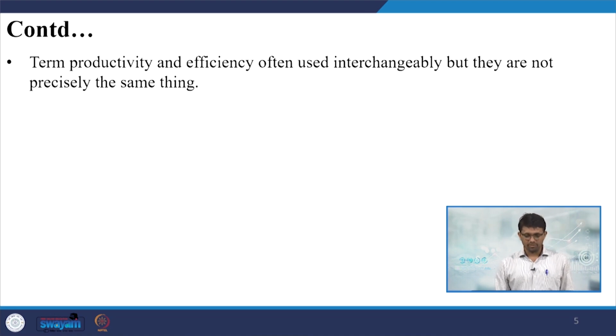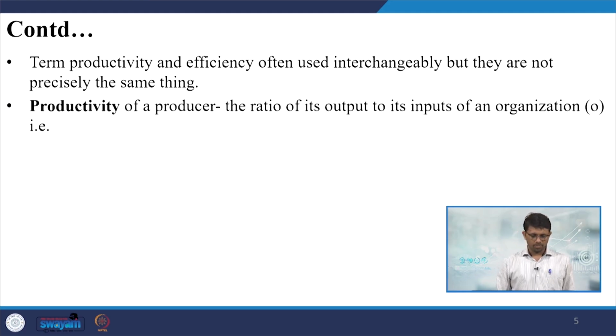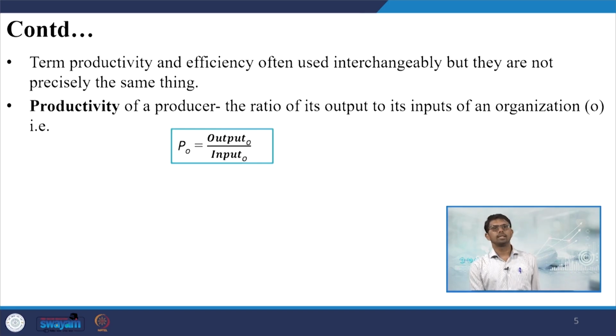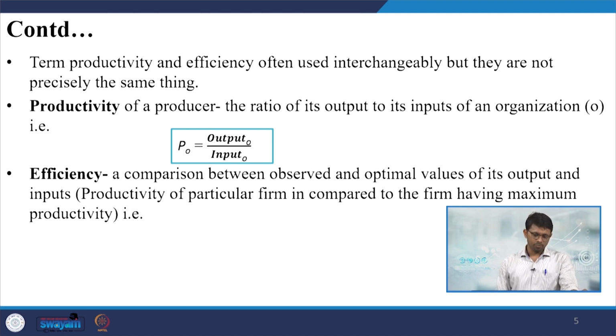The terms productivity and efficiency are often used interchangeably, but they are not precisely the same thing. Productivity of a producer means the ratio of its output to its inputs. Here it is output by input. So the ratio defines the productivity, whereas in efficiency we are actually comparing between observed and optimal values of its output and inputs.